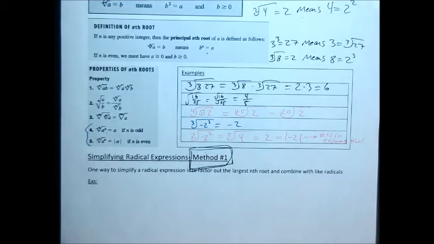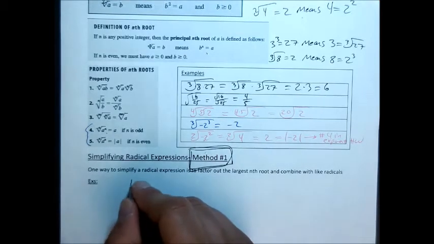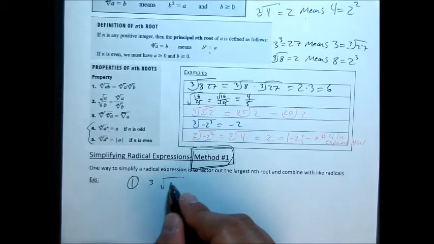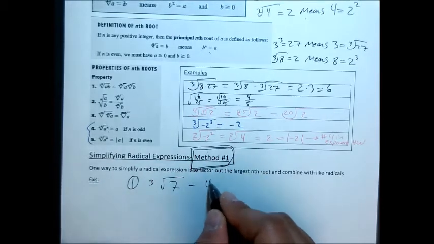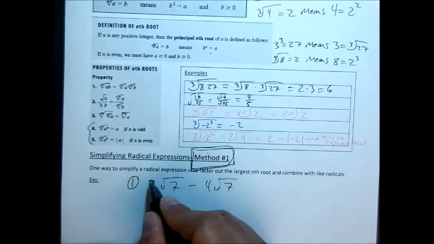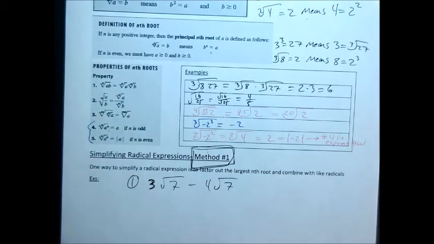And so the way to think about this is, one way to simplify radical expressions is to factor out the largest nth root, and then you can combine like roots. So for example, if we had 3 times the square root of 7 minus 4 times the square root of 7, so it's 3 times square root of 7 minus 4 times square root of 7.